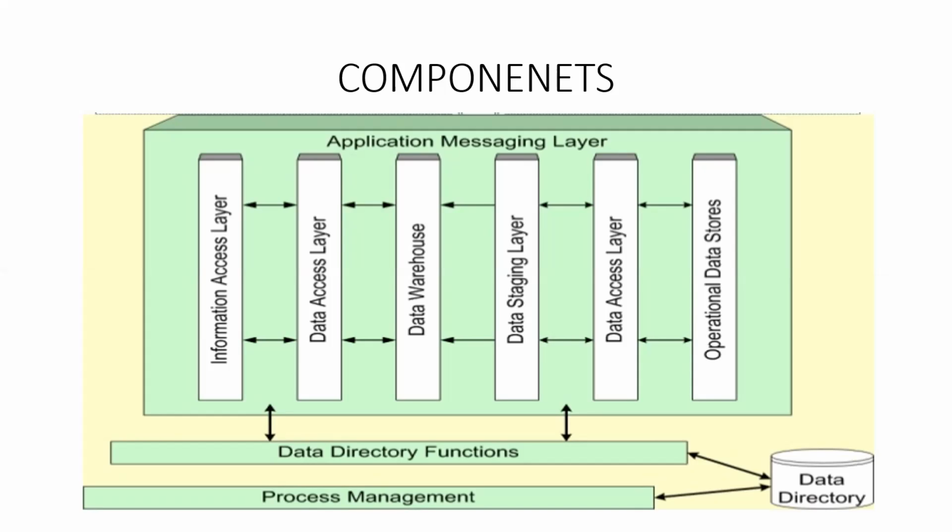So for example, if we take the data dictionary, which is at the bottom level of the right hand side, it is accessed with both the process management and data directory functions. This data directory function is related, and it flows with the application messaging layer. In the application messaging layer, we can use all the layers for getting the data, and we can take any type of marketing decisions.